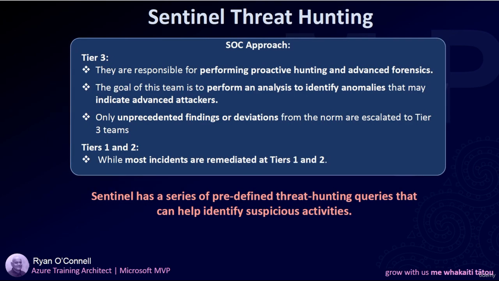Then we have our tiers. So let's break this down quickly. Tier 3 is responsible for performing proactive hunting and advanced forensics. The goal of this team is to perform analysis to identify anomalies that may indicate advanced attackers, and only unprecedented findings or deviations from the norm are escalated to tier 3 teams.